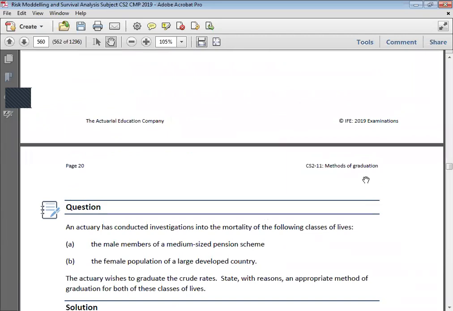An actuary has conducted investigations into the mortality of the following classes of lives. A, the male members of a medium-sized pension scheme. And we want to graduate the crude rates and state with reasons an appropriate method of graduation for these classes of lives. So what do you think? If I'm looking at the male members of a medium-sized pension scheme, what kind of technique should be used here?